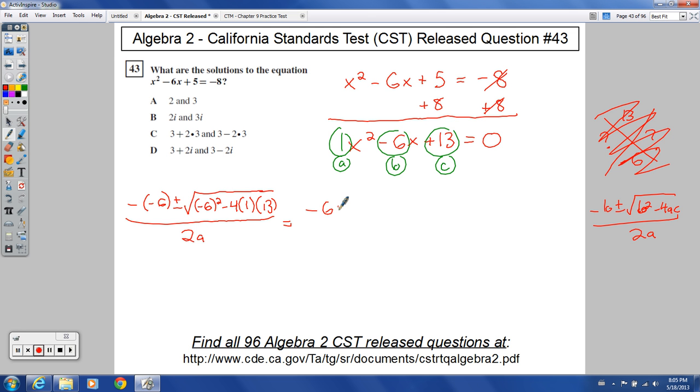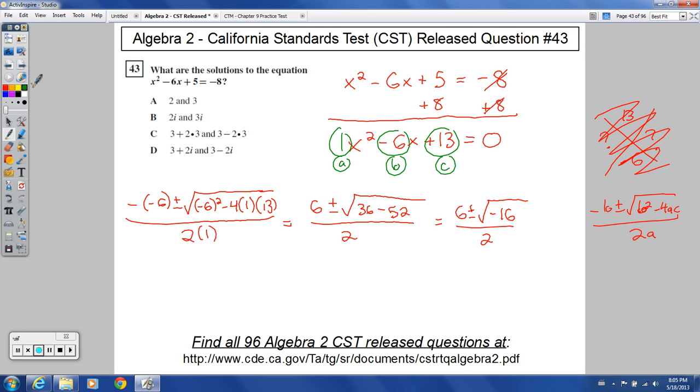This is going to simplify to positive 6. Sorry about that. Negative negative 6 makes positive 6. And we have plus or minus the square root of 36 minus 4 times 13, that's 52, all over 2. I meant to fill in the a with a 1. Sorry about that as well. There we go. So 2 times 1 is just going to be 2. And so this equals 6 plus or minus the square root of negative 16, over 2.